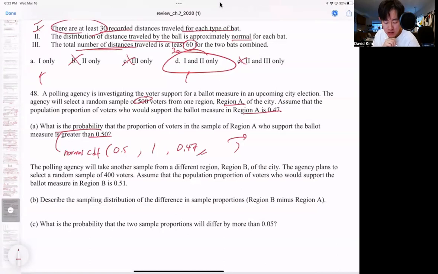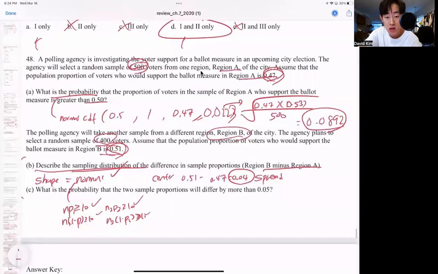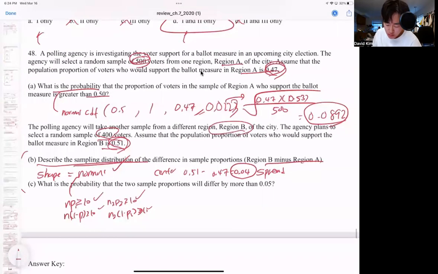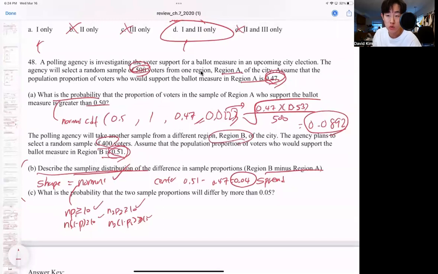Center is super simple because we have region A 0.47, region B 0.51. Region B 0.51 minus region A 0.47 gives me the mean of the overall to be 0.04. Sorry, my screen has frozen once again. Oh, now it works. Okay, great. So 0.04 is going to be your center for those two combined together.